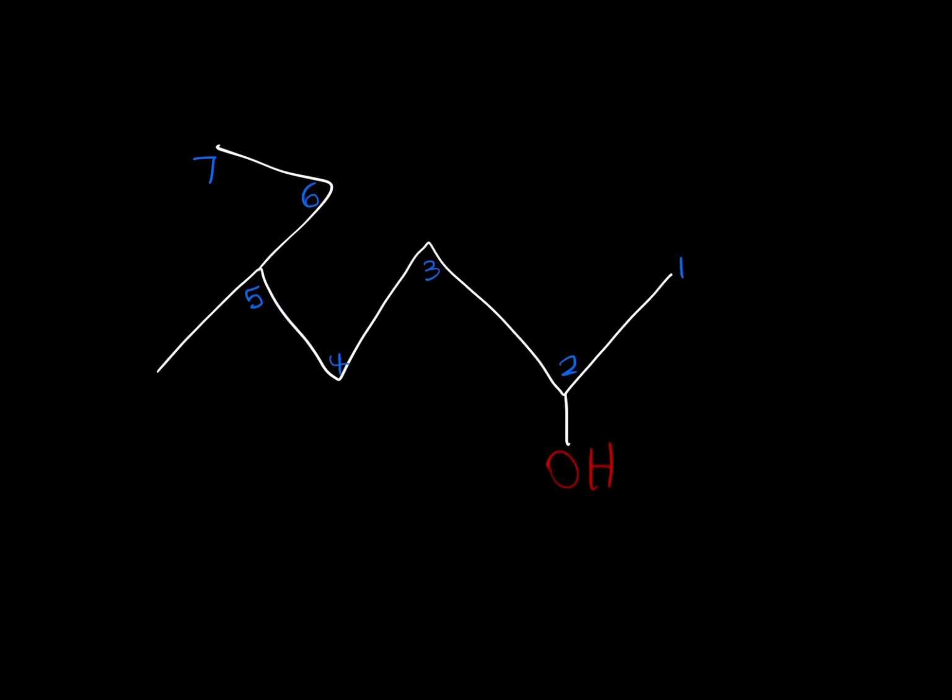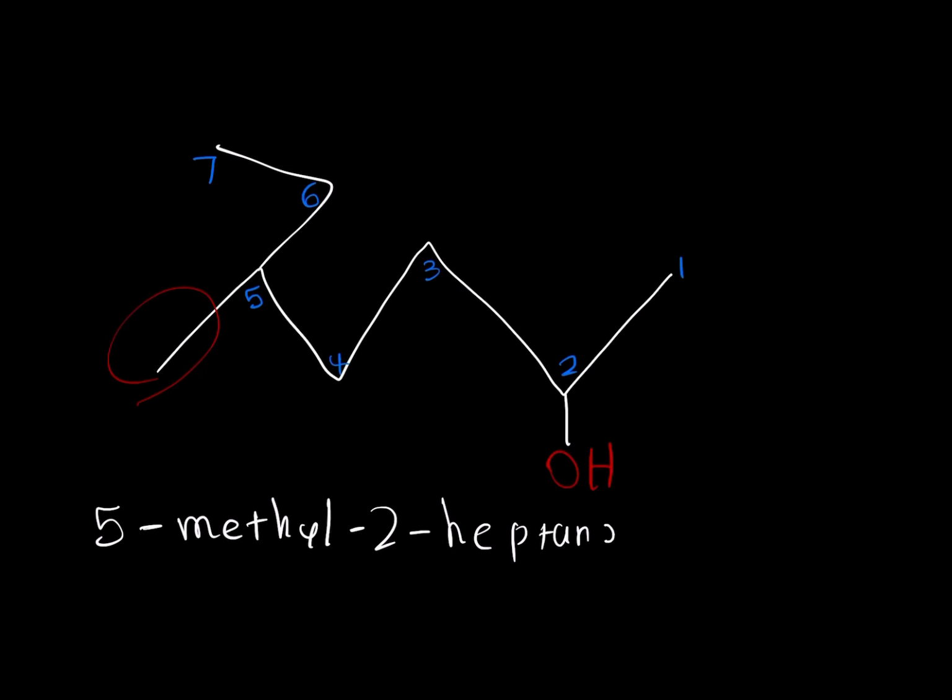And so we have a methyl on carbon number 5, and we have 7 carbons, so that's heptanol, and our OH is on position number 2, carbon number 2. So we're going to write 2-heptanol.